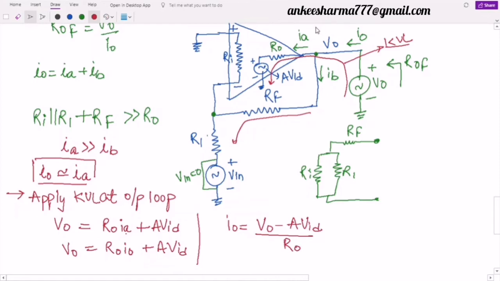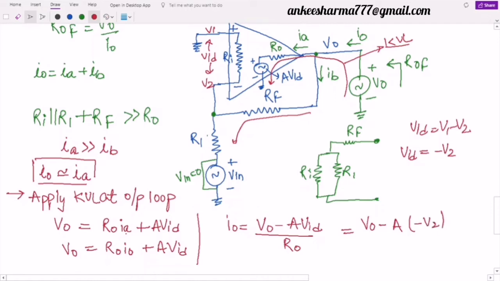Is it okay? Now what is VID? We all know what VID is. If this is voltage V2 and this is V1, then definitely the difference of these two voltages is VID. So we have VID equal to V1 minus V2, where V1 is connected to ground. So can I say VID is equal to minus V2? Right? So I will write this value as minus V2, or you can also write it as VF, but I will use minus V2 here. So it will be equal to V naught minus A times, what is VID? I will write here minus of V2, divided by R.